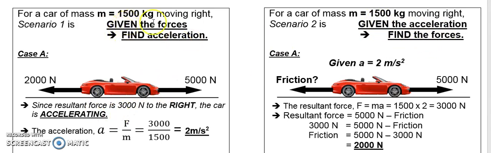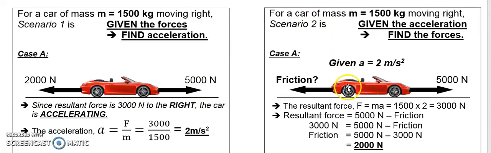For a car of mass 1,500 kilograms, in the first scenario, case A, what's the first thing? What's the resultant force? 5,000 newtons to the right, 2,000 newtons to the left, so it's 3,000 newtons to the right. Since there's a resultant force, it's accelerating, right? And how do I calculate the acceleration? I use the resultant force here. I don't use 5,000, neither do I use 2,000. I use 3,000 as the resultant force. So 3,000 over 1,500, F over m, gives 2 meters per second squared. See, given the forces, I can find the acceleration.